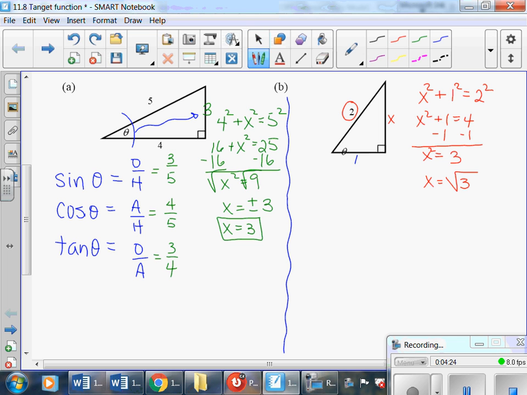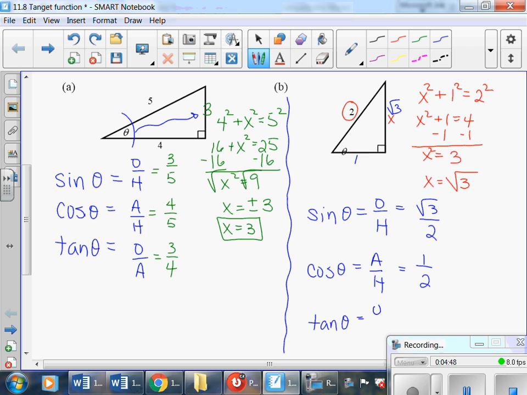So sine of theta is equal to the opposite over the hypotenuse, which is rad 3 over 2. The cosine of theta is equal to the adjacent over the hypotenuse, which is 1 over 2. And the tangent of theta is equal to the opposite over the adjacent, which is rad 3 over 1, which is simply rad 3.